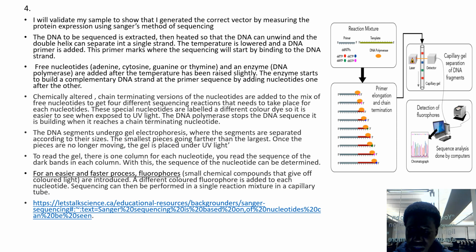So these DNA segments are placed under gel electrophoresis, whereby they are separated by their sizes. The smaller sizes will go further than the larger ones, and after it gets to a point where the pieces are no longer moving, the gel is placed under UV light. Now we have an easier method to read the gel electrophoresis. We use a different color of fluorophore attached to each nucleotide, and then they can be read at once.